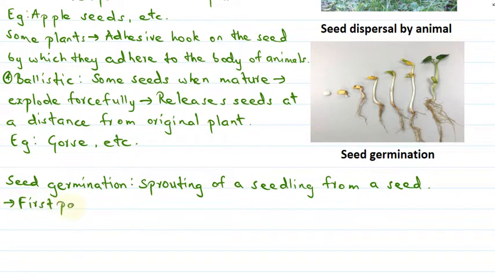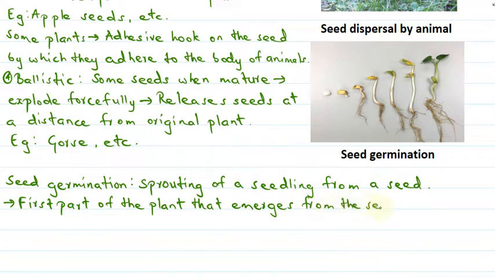First, the part of the plant that emerges from the seed. Do you know which part emerges from the seed at the first? This part is known as radicle. Okay, so radicle is the first part of the plant that emerges from the seed.